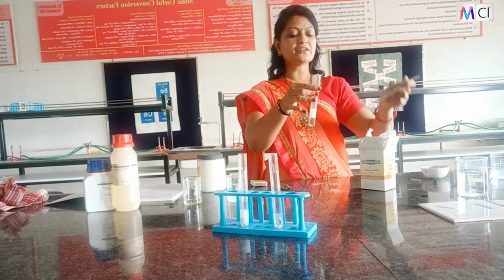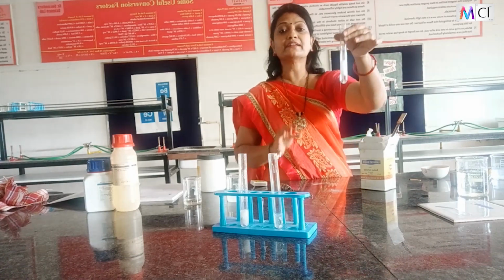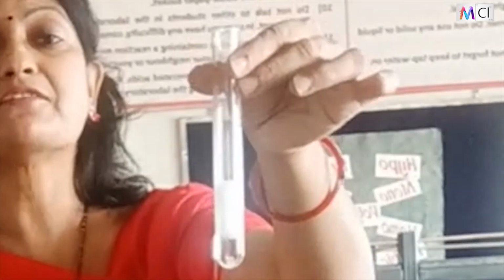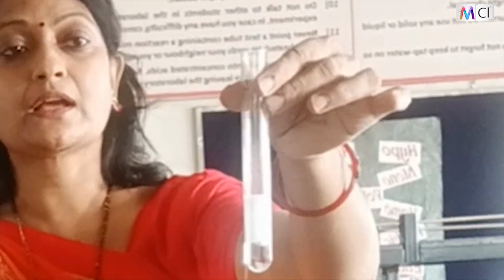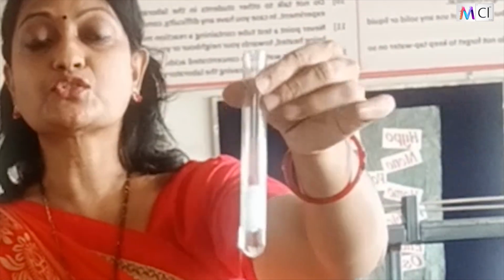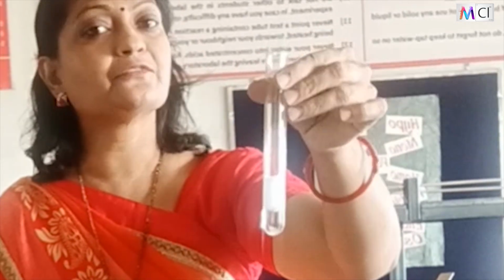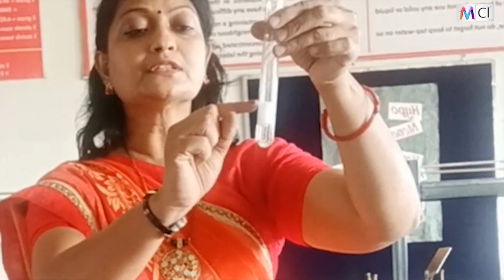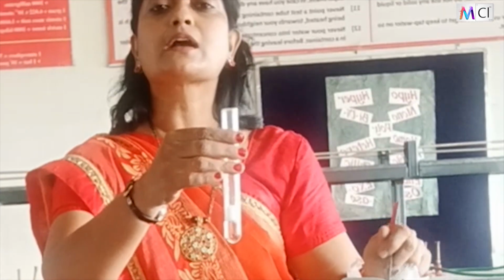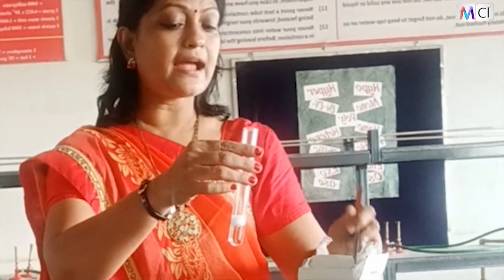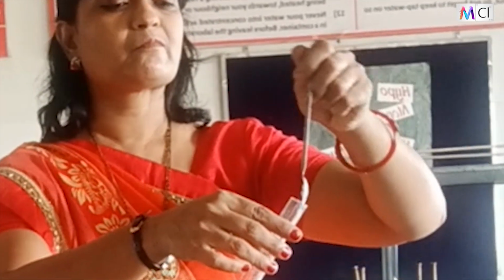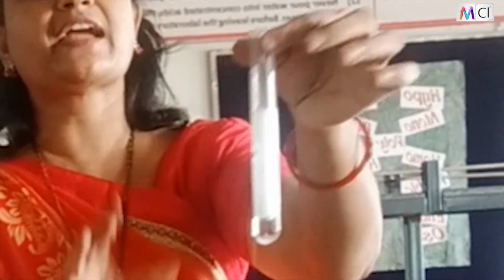You can see, children, very little amount I have added, and you can see the brisk effervescence of the gas coming out. When this gas is passed through the lime water, it turns the lime water milky. So this brisk effervescence is of carbon dioxide gas. I'll add a little more. You can observe the reaction.